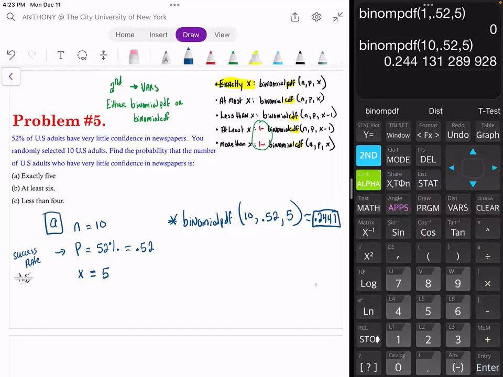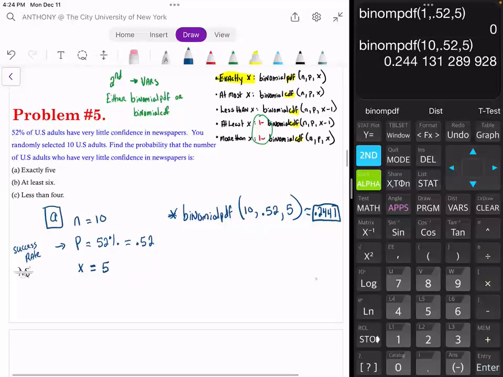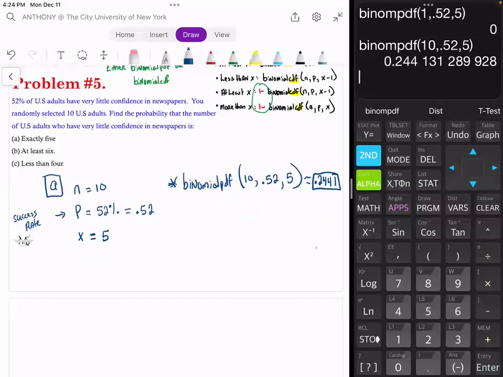So if you're doing this on the exam, for example, the first thing that you want to pick out is the key phrase. Here it's exactly 5. Write out the values of n, p, and x. And then you do the binomial command, either a PDF or a CDF. Part A is just PDF, because it's stated clearly, exactly 5. For any other keywords, if it says at most, less than, at least, or more than, then you have to use the other command, the binomial CDF.